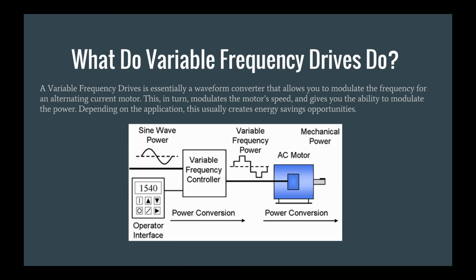Now, depending on the application, this usually opens the way for a lot of energy savings potential. In the diagram on the left, you just have your sine wave power from the utility company or from the grid. Then the power is effectively converted by a variable frequency controller into something that resembles a square wave, but the frequency is modulated all the time, so you effectively are changing the speed of the motor. Not all AC motors can handle this modified square wave, but for the most part, they usually can.